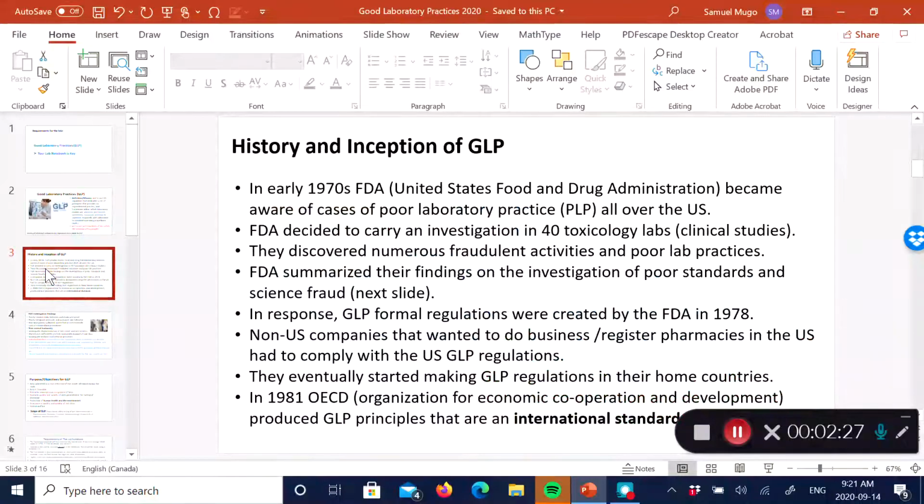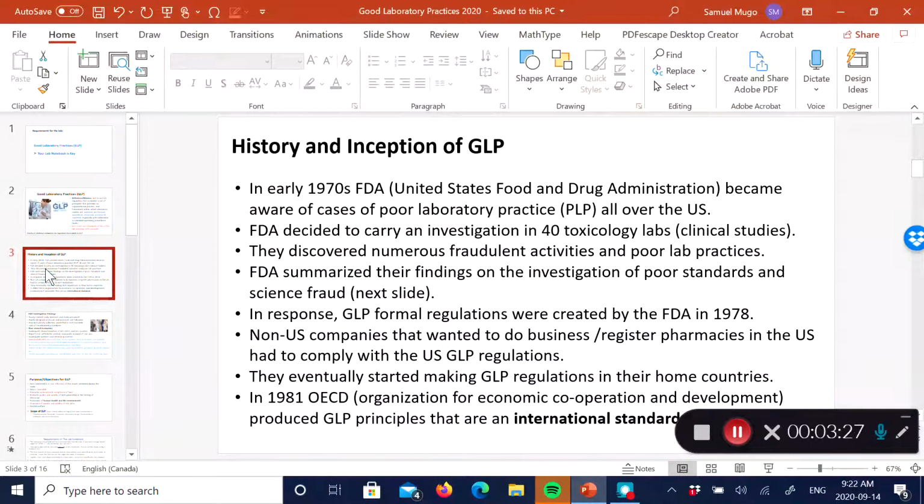So let me just explain a little bit about the history and the inception of good laboratory practices. It started around the 1970s. In the United States, the Food and Drug Administration, the FDA, became aware of cases of poor laboratory practices all across the labs in the US. And so the FDA decided to investigate up to 40 clinical studies that were being conducted by toxicology labs. And they discovered numerous fraudulent activities and poor laboratory practices. And as such, they recommended a set of guidelines by which all labs, especially those doing clinical studies, must abide by. And that happened in around 1978.